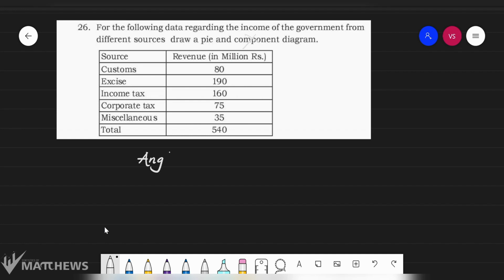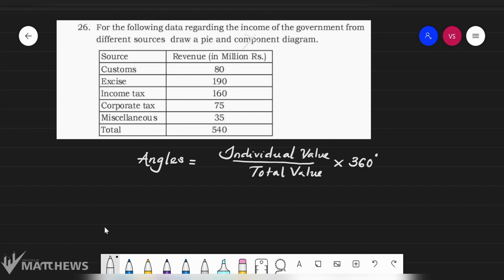How do you calculate the angles? Angles, it is the individual value, whichever component that we have, individual value divided by the total value into what, right? If it is a pie diagram, into 360 degrees. Is it right? This is how we can find out the angle.